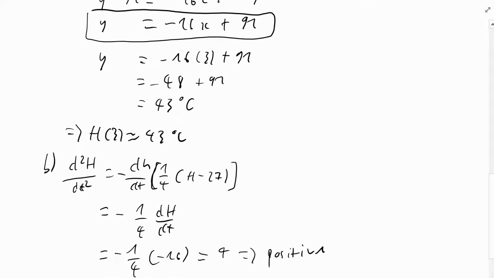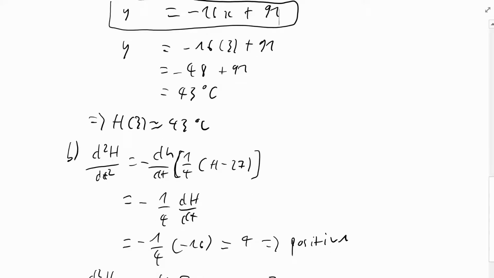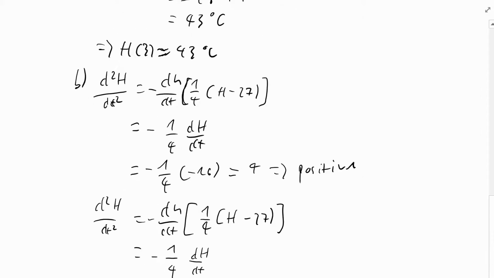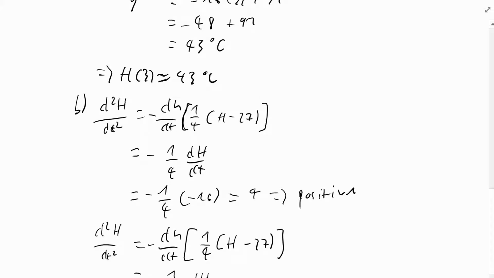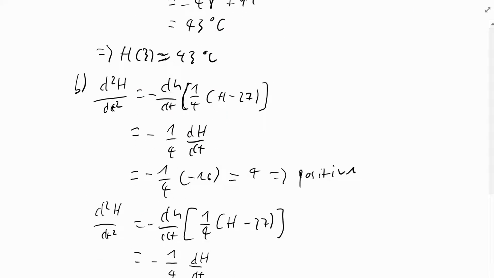So to estimate h at t equals 3, using the tangent line to the graph at t equals 0, h of 3 is approximately 43 degrees Celsius. We have to make sure to write the approximate symbol, the curvy symbol, because it's not the actual value, just so we can distinguish it in part B. That's basically the answer for part A, and that's the full points.